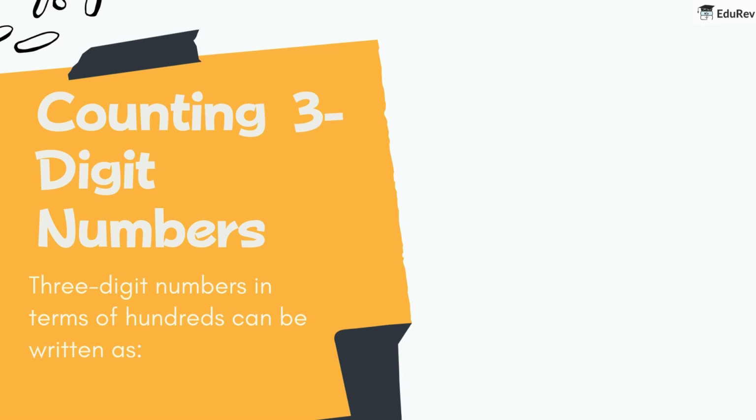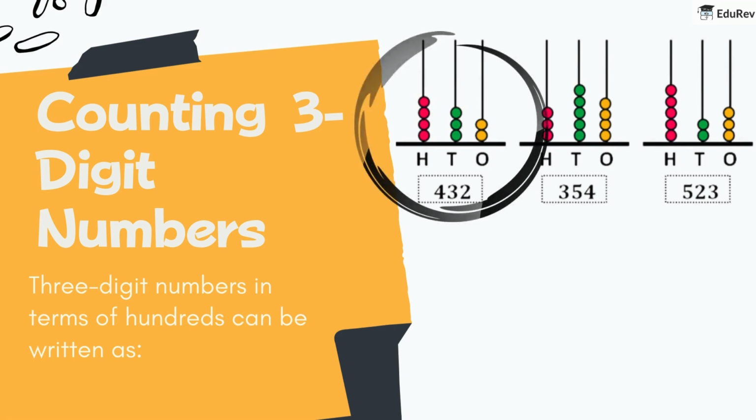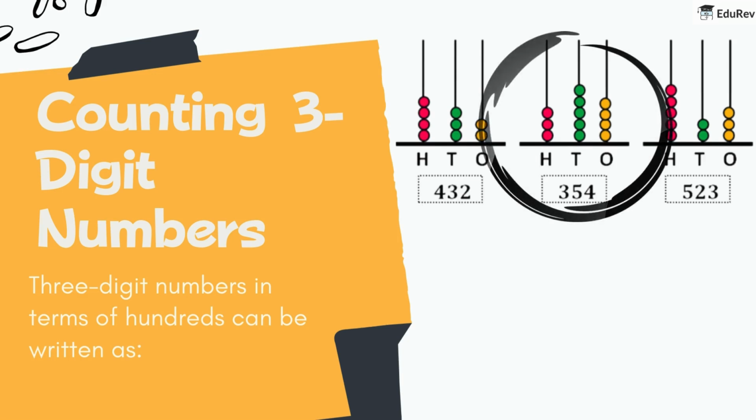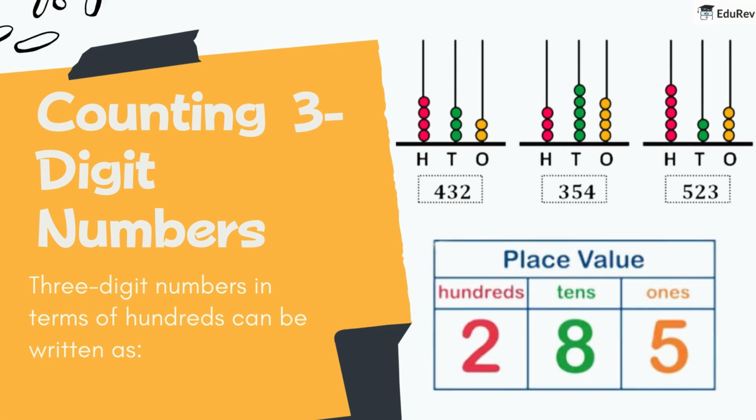You can represent 3-digit numbers using HTO, which stands for hundreds, tens, and ones. For example, the number 432 can be broken down into hundreds, tens, and ones. Similarly, for the number 354, we can identify the place values. For 523, it is 5 hundreds, 2 tens, and 3 ones. And for 285, it is 2 hundreds, 8 tens, and 5 ones.